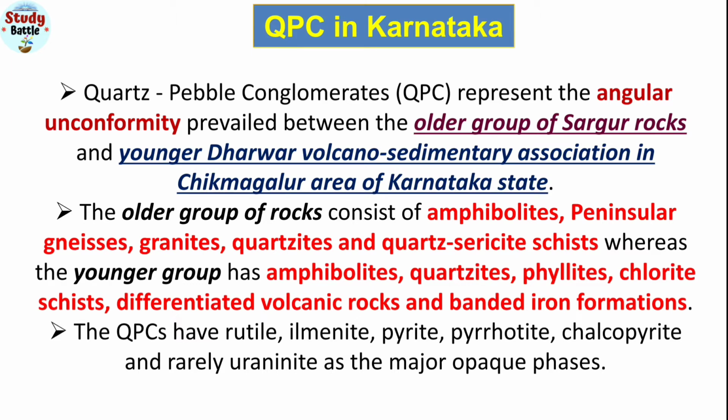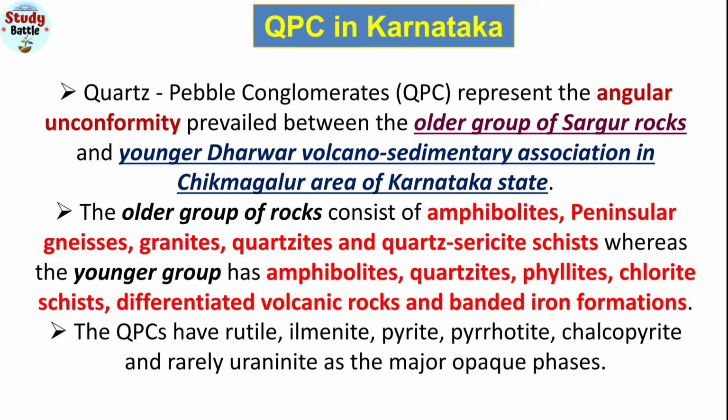Okay, and if we talk about the older group, which we are calling the Sargur rocks, they consist of amphibolites, peninsular gneisses, granites, quartz and quartz sericite schists. So they are important rocks of the older supergroup.